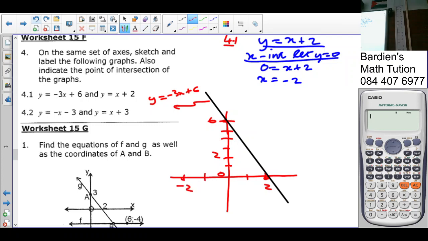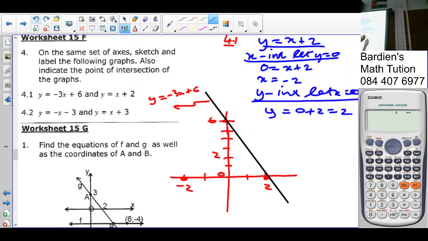Right. Then what do we do? Y-intercept. What do you do for y-intercept? With x equal to 0. So y is equal to 0 plus 2, which is 2. It's going through there as well.